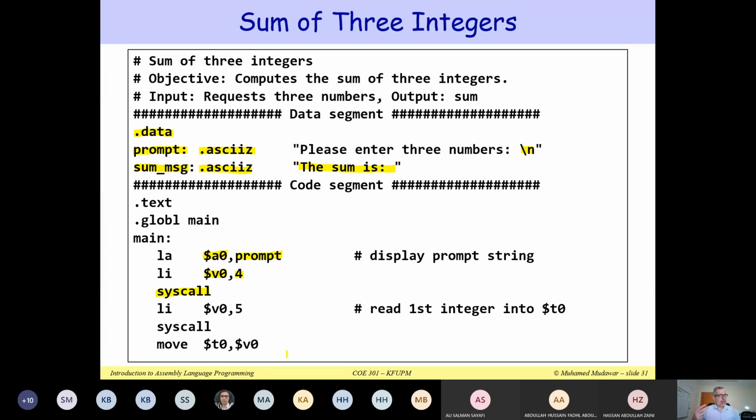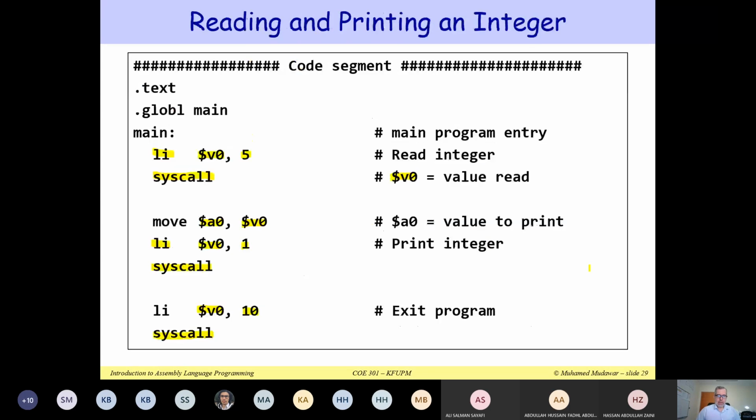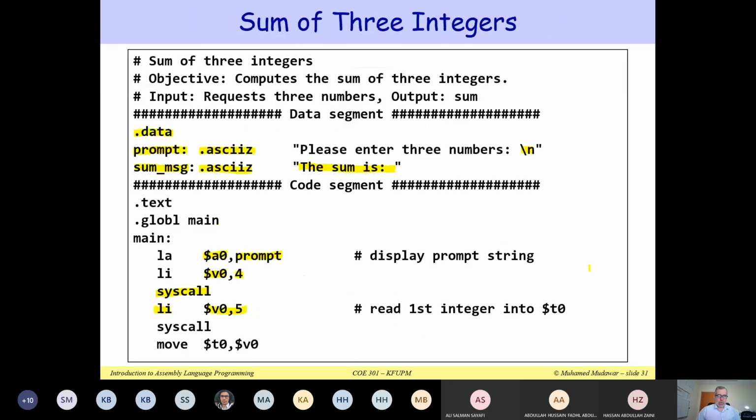After that, I would like to read 3 integers. So I'm going to use system call 5. Here, notice that I'm going to load immediate into V0 the constant 5. 5 means read integer. Just go back to this table. Read integer is actually system call 5, so you have to have 5 in V0. So we are going to have load immediate V0, 5 to read the first integer.